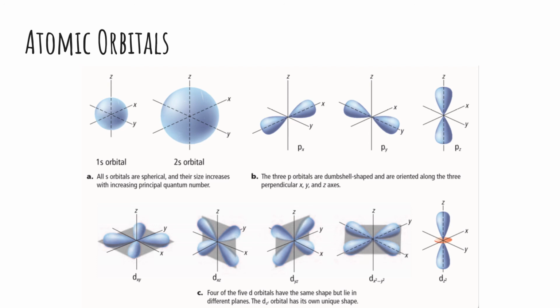In your S orbital, you can only have up to 2 electrons. In your P orbital, you can have up to 6 electrons, and in a D orbital, up to 10. And in an F orbital, you can have up to 14.